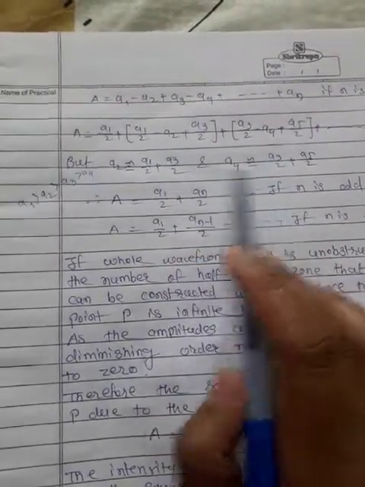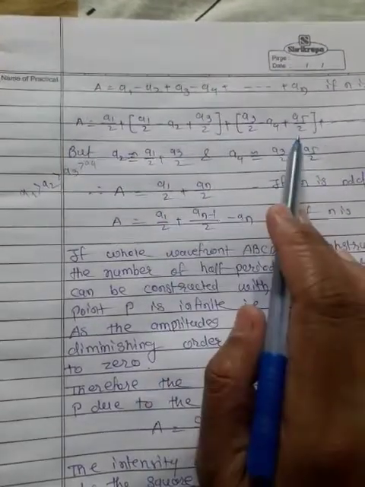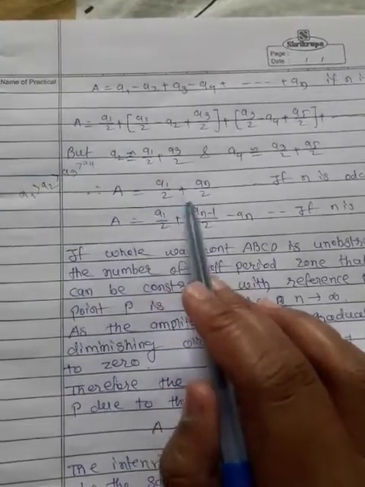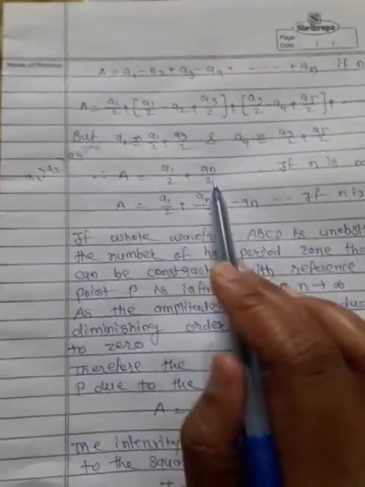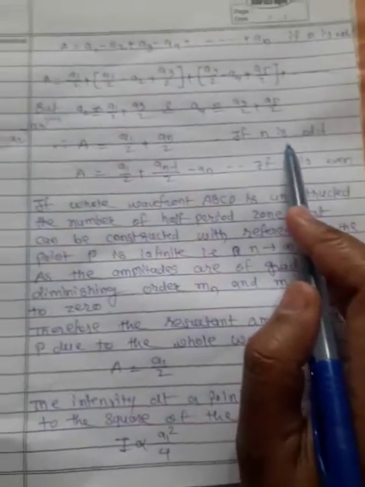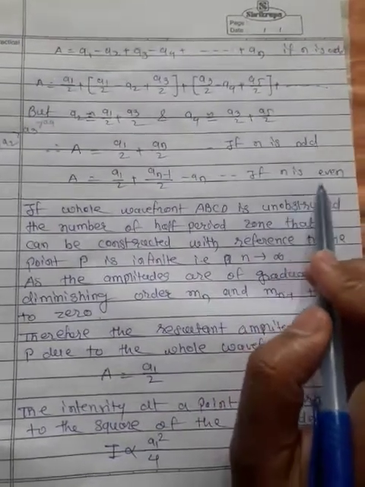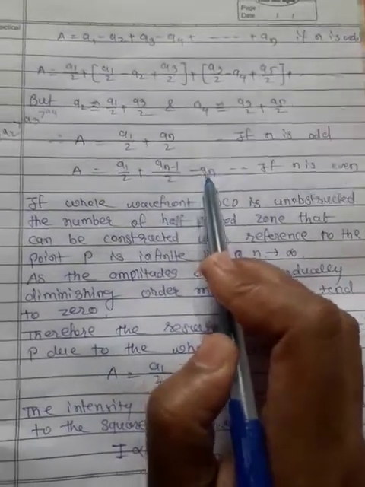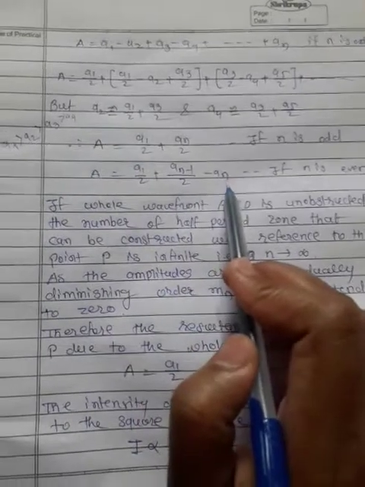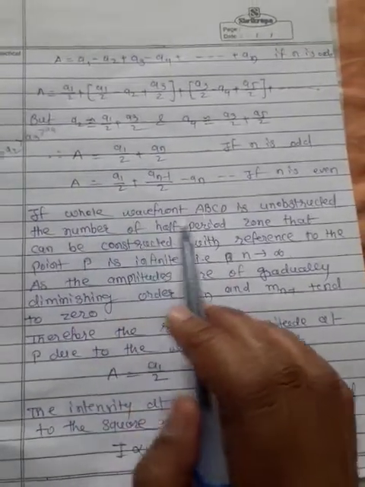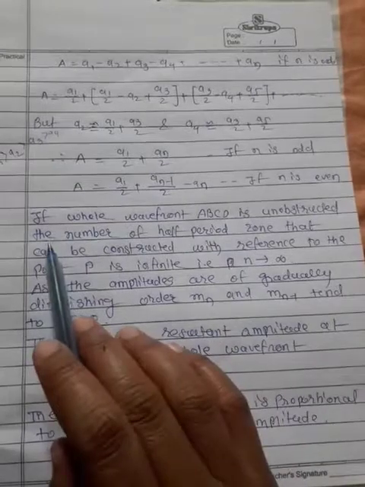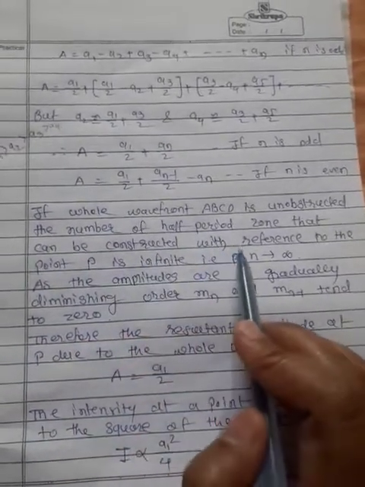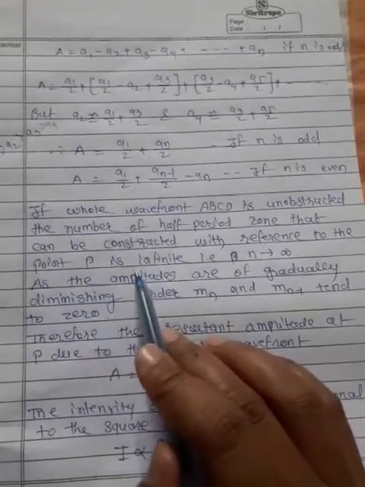If we substitute these values of A2, A4, A6 and solve, we get only A1 by 2 plus An by 2, the first and final values, if n is odd. And if n is even, we get A1 by 2 plus A(n minus 1) by 2 minus An. If the whole wavefront ABCD is unobstructed, the number of half period zones that can be constructed with reference to the point P is infinite.